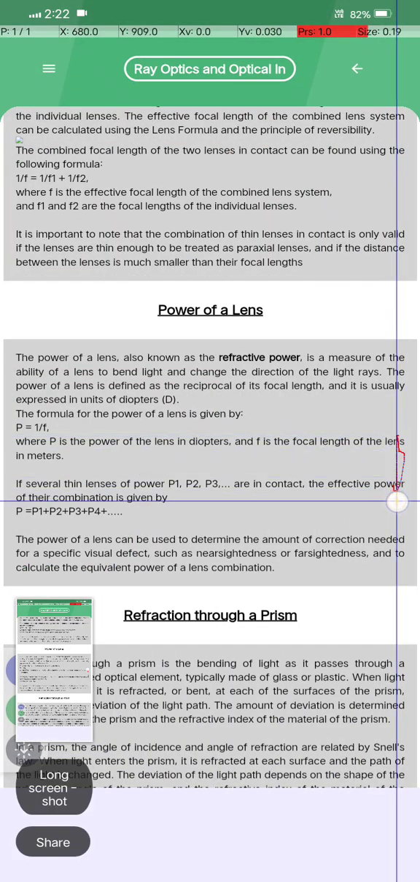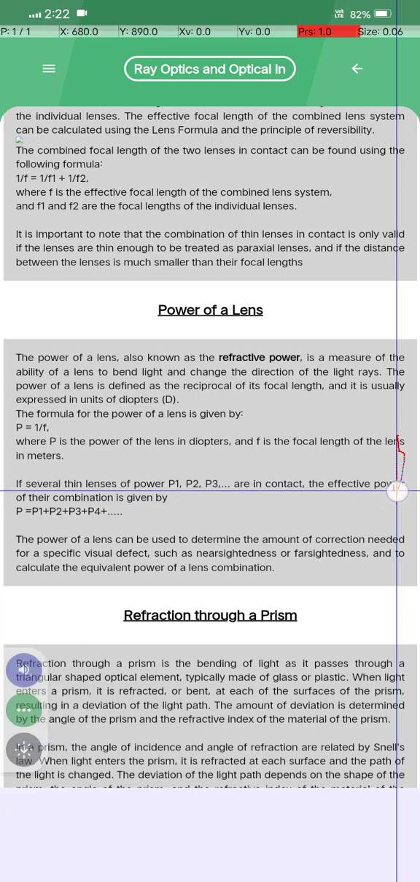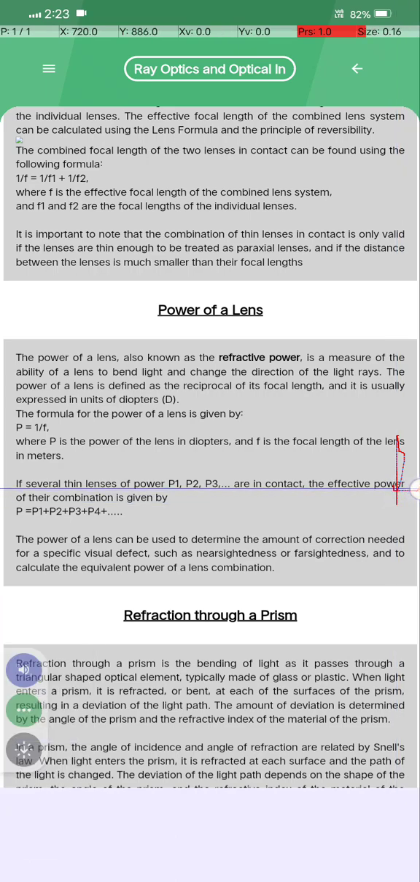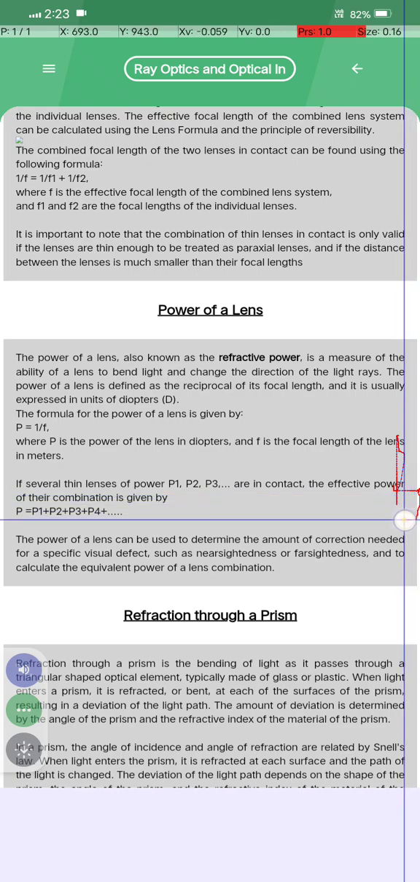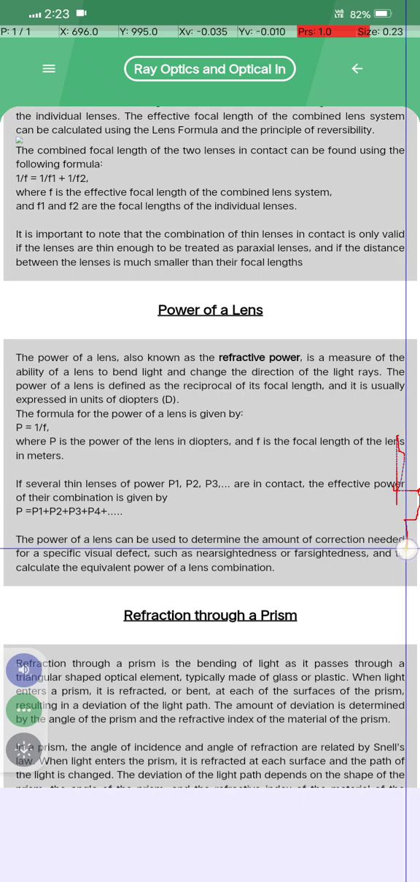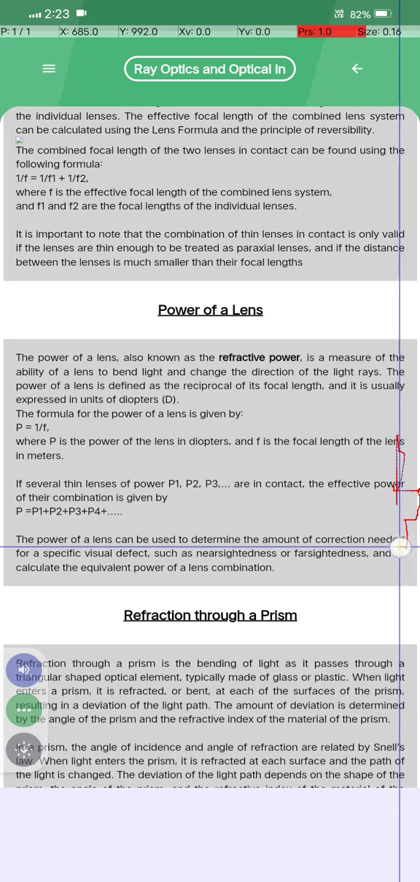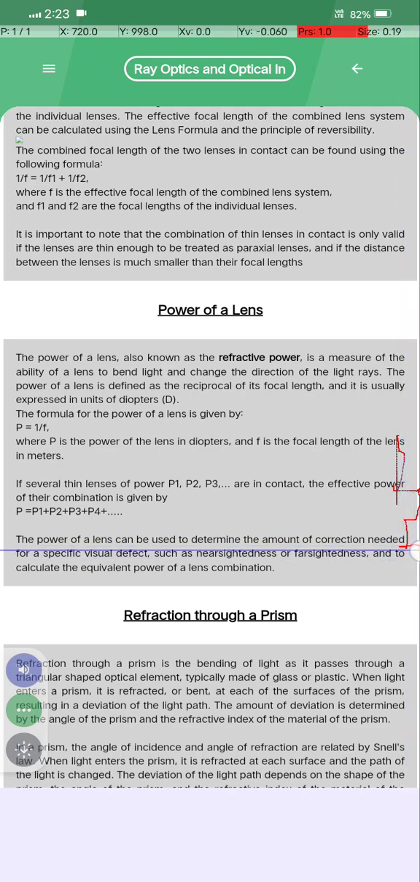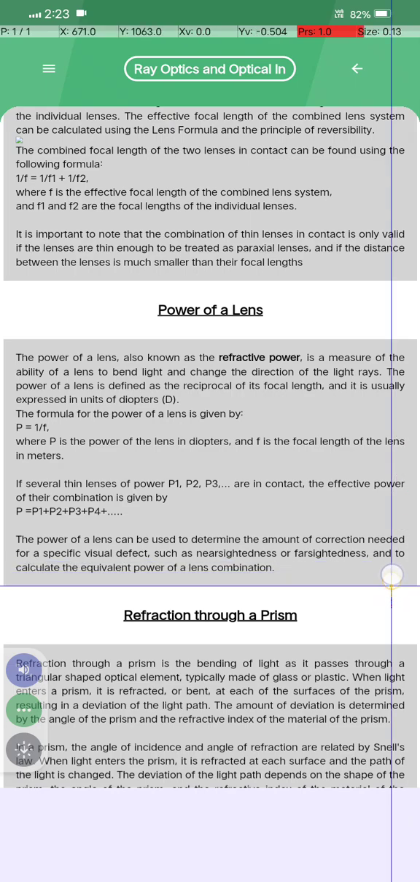अब उसके बाद देखो ध्यान से, several lenses of power P1, P2 and P3 are in contact. The effective power of their combination is given by P is equal to P1 plus P2 plus P3 and so on. And the power of a lens can be used to determine the amount of correction needed for a specific visual defect, such as nearsightedness or farsightedness, and to calculate the power of a lens combination.